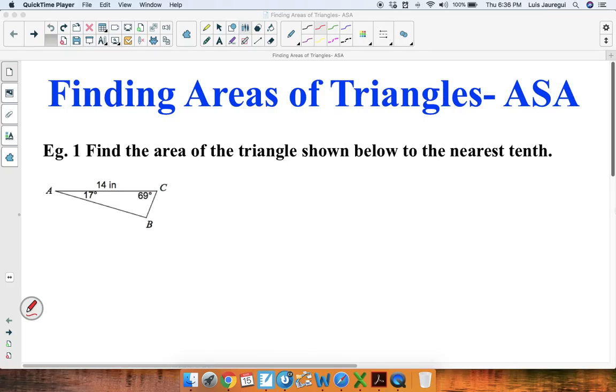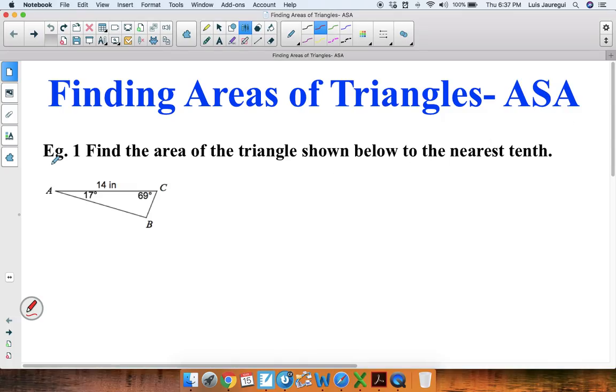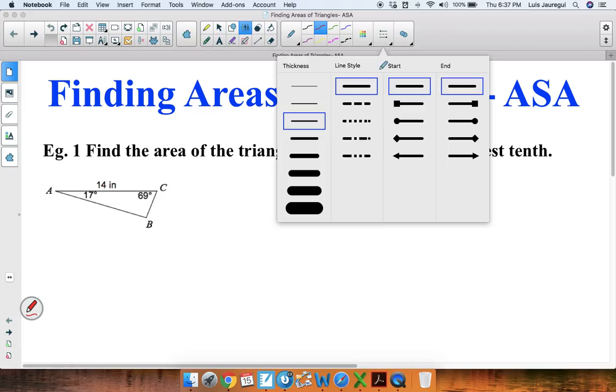Welcome. In this particular video, we'll be finding areas of triangles once you're given the angle, the side, and the angle of a triangle. Let's take a look at example 1. Find the area of the triangle shown below to the nearest tenth. So the first thing we want to do is to determine what information we're given.